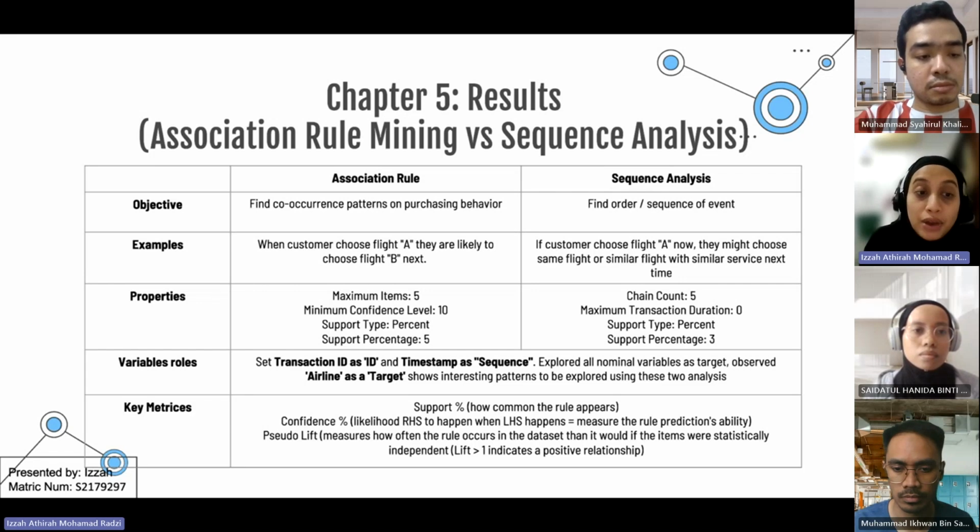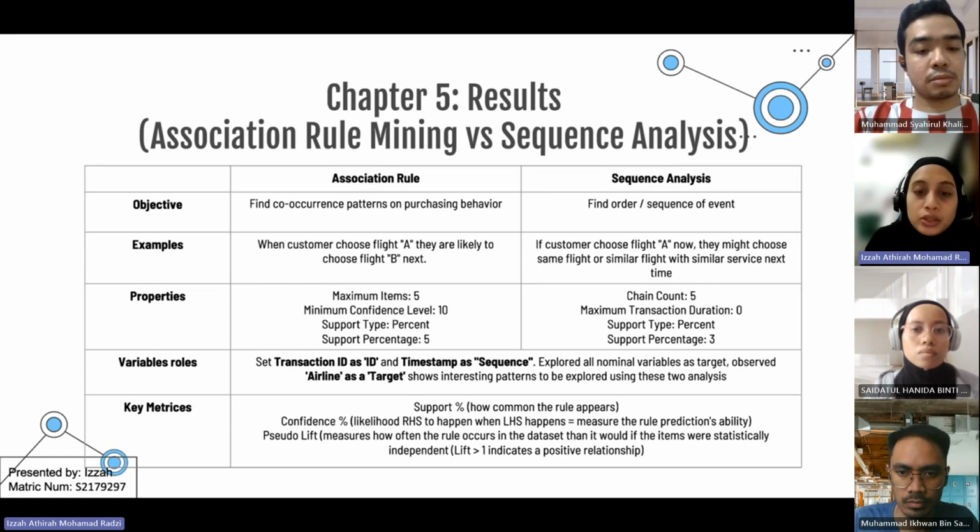The next part is the variable roles, in which we set the transaction ID as ID, timestamp as sequence, and we exploit all the nominal variables as target. We observed that when we set the airline as a target, we can see there are interesting patterns to be explored using these two analyses.